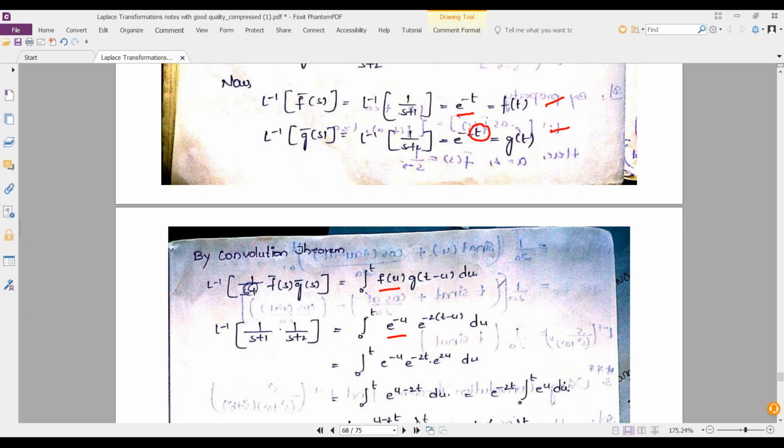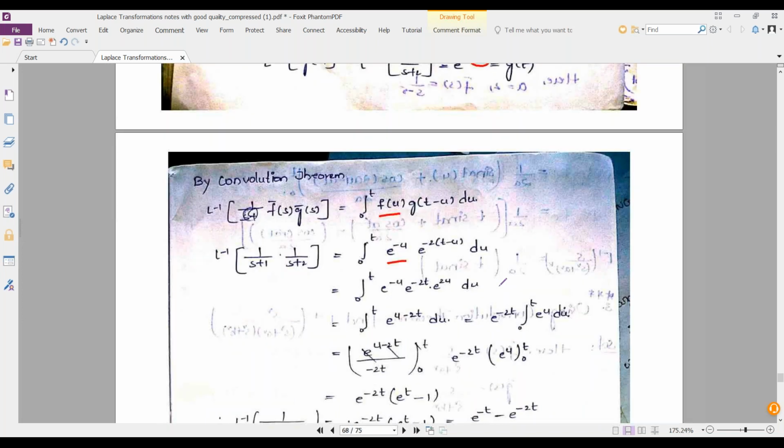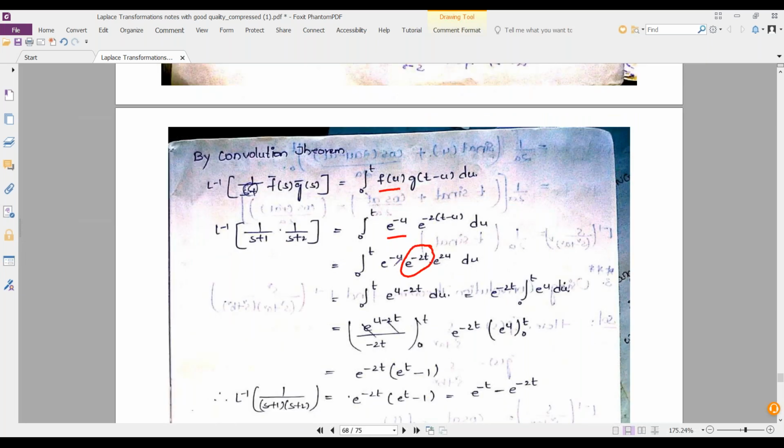For this, I split it, because an exponential function can be split easily. This e power minus 2t can be thrown outside the integration. So e power minus u, e power 2u, gives e power u. The integral of e power u is e power u, with limits, giving e power t minus 1. Simplification of this is what remains.